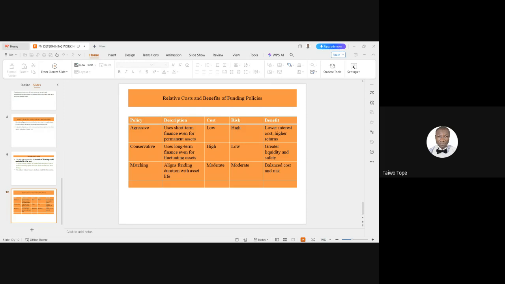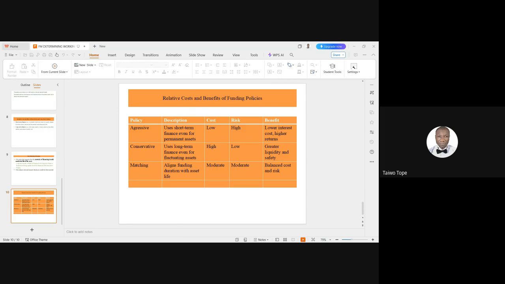That is what the aggressive policy does. And the cost is low because it's short-term, but the risk is high. When you're using a short-term source of finance to implement a project that is of permanent nature, it is very risky. The risk is high. The benefit is lower interest costs and higher returns since you are using short-term finance.